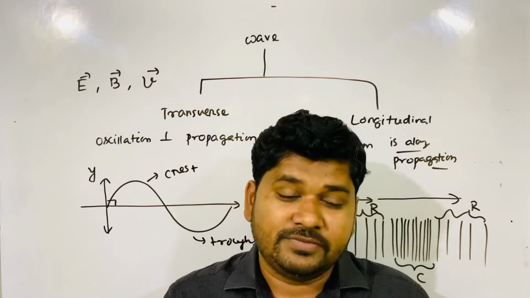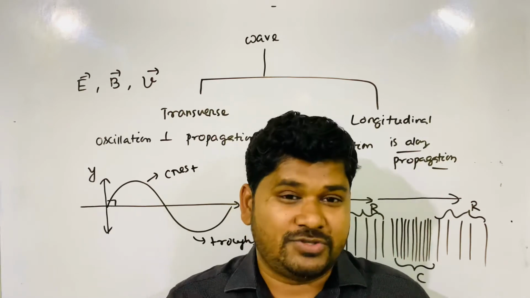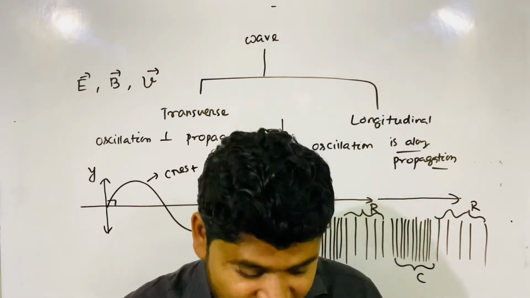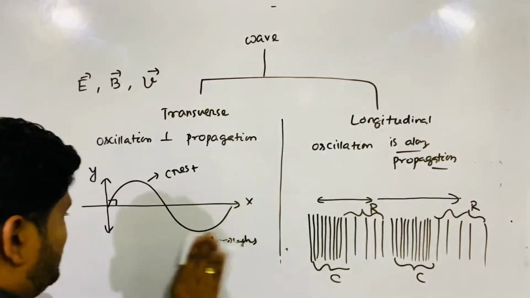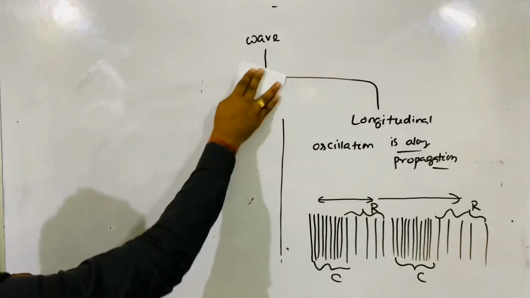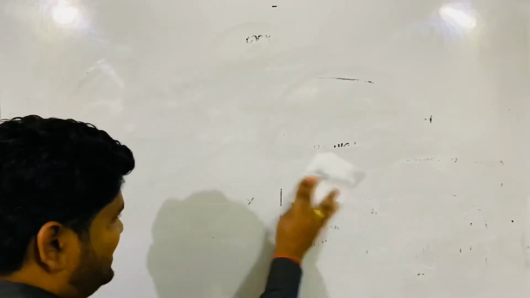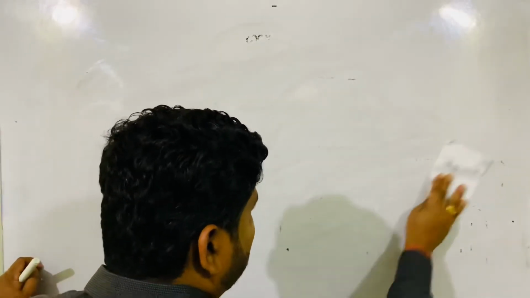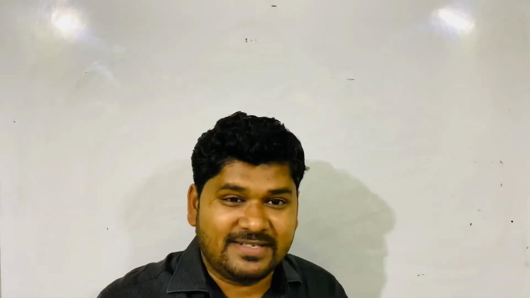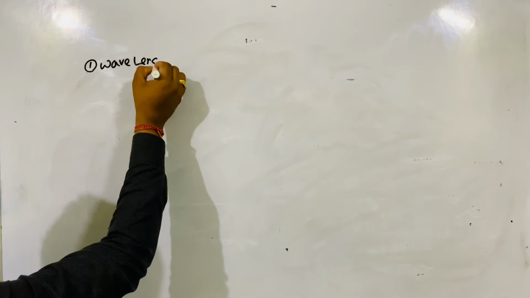So now today we will discuss some terms we use in waves. Let's come to terminology. What are the different terms we use in waves? First, a very common term we always use in waves. The first important term is wavelength. What is wavelength?